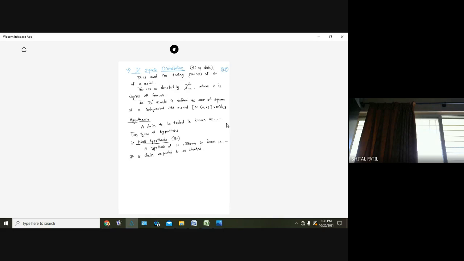For example, suppose marks of students of civil engineering are given, for the same exam conducted for 30 marks, and I am saying that the average marks is 20. Okay. So H naught is: average marks of the given data is 20. What will be H1? Alternate hypothesis: average marks is not 20.